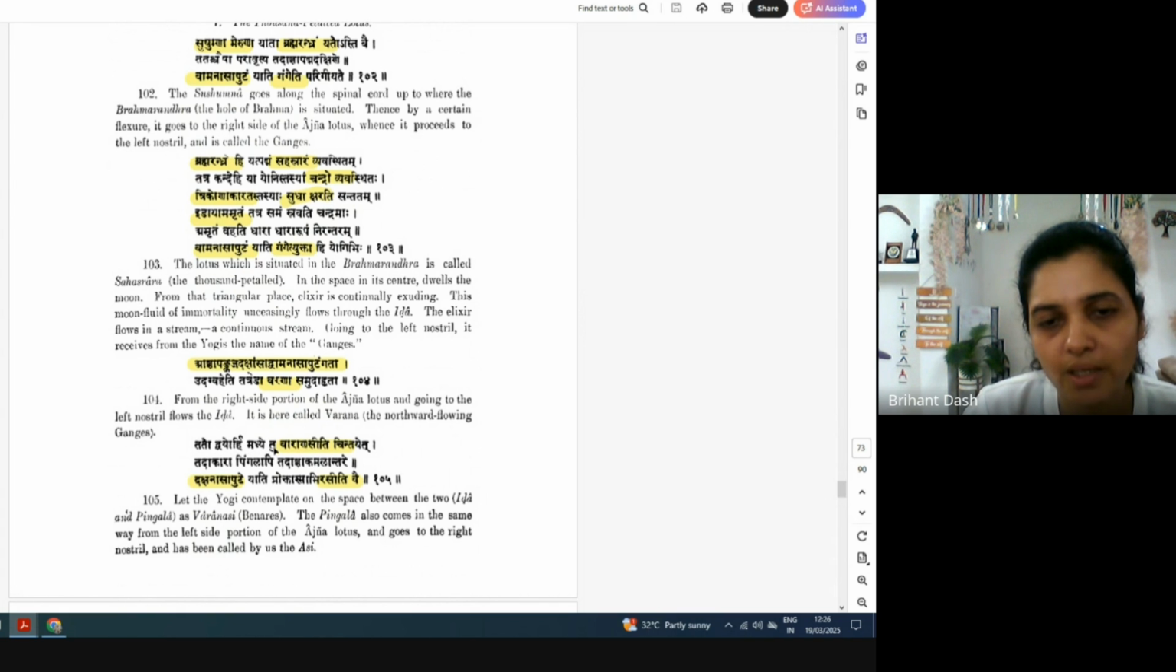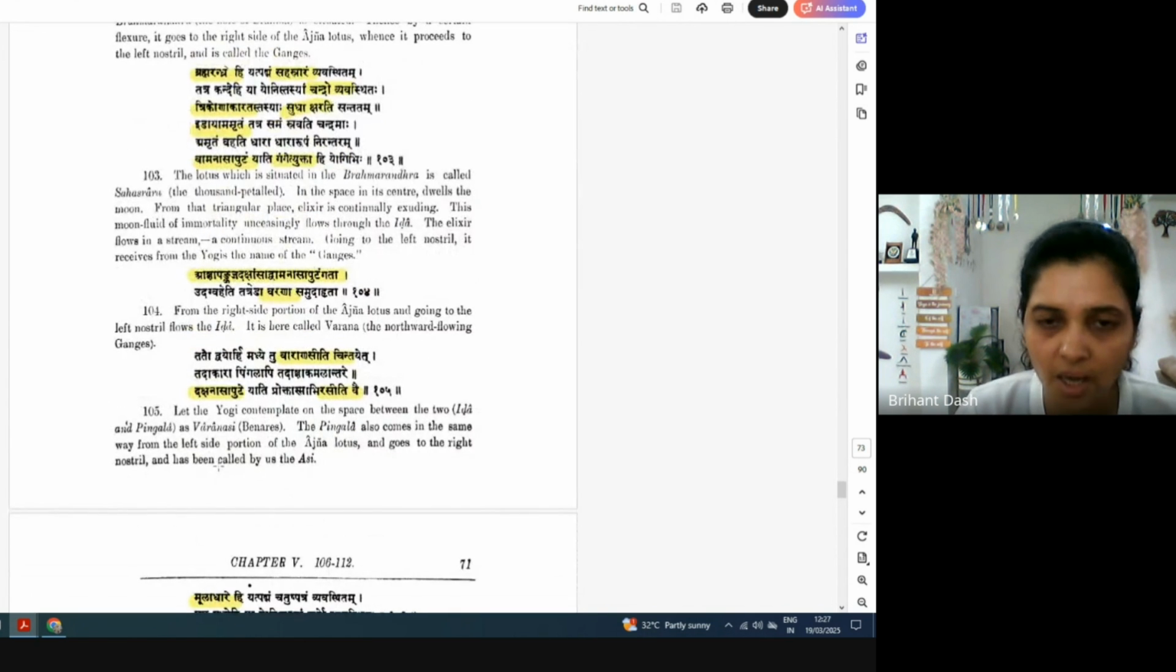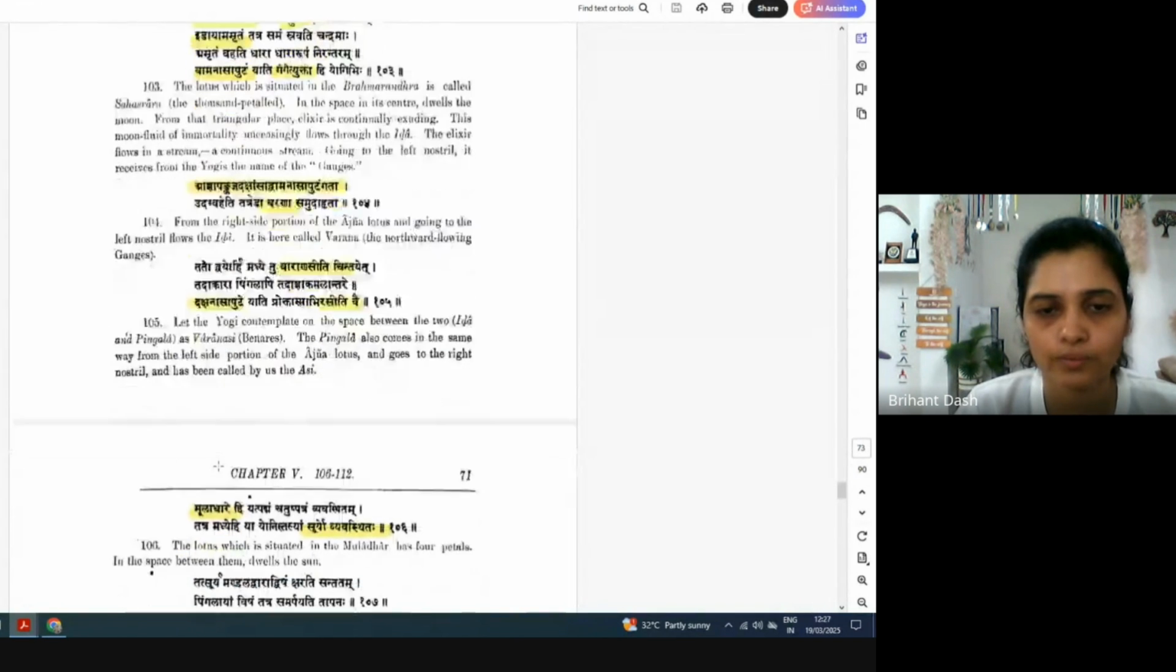Tato Dvohi Madhye. Now between this, we know that Varanasi is there, that is representing your Shushmana. Tadakare Pingla Api. Now they are talking about the Pingla. Pingla reaches to the right nostril, as we know. Proktam Smara Viri Sative. So that is what it is said. And Asi. Asi is the name of your Pingla. So we need to remember that Varna is for Ida and Asi is for Pingla. Varanasi is between both. So that is for Shushmana.